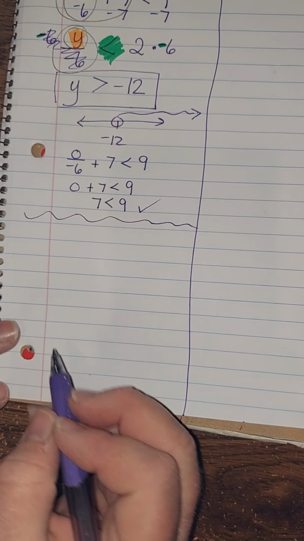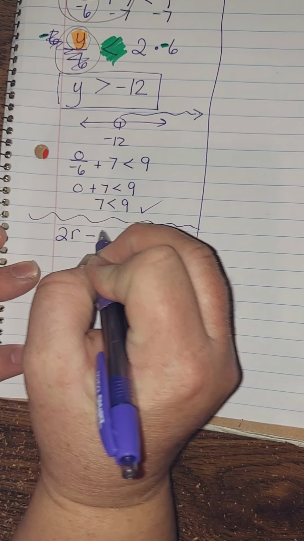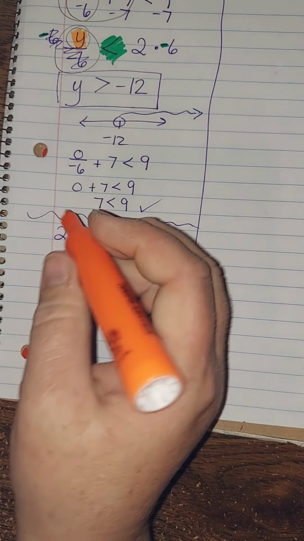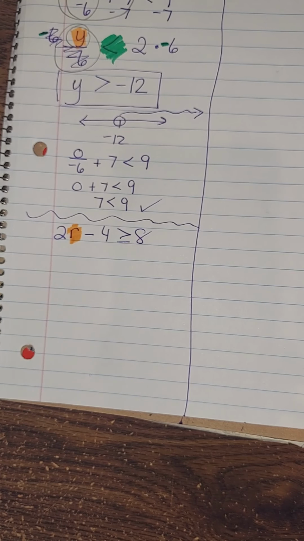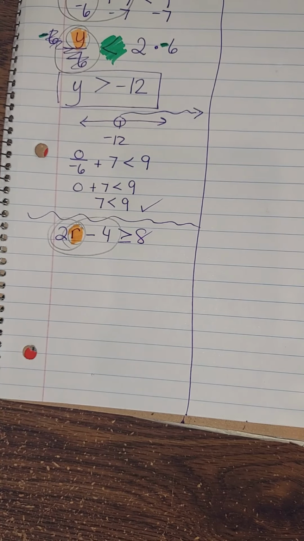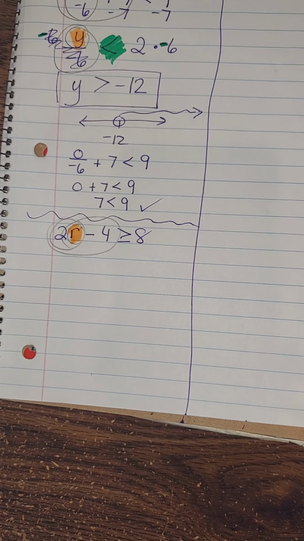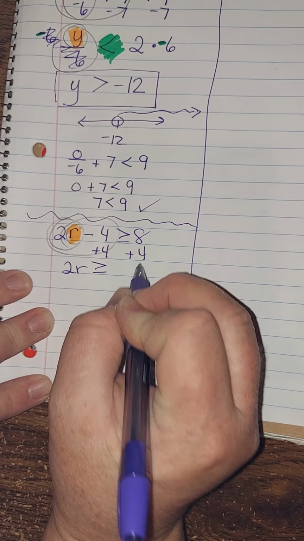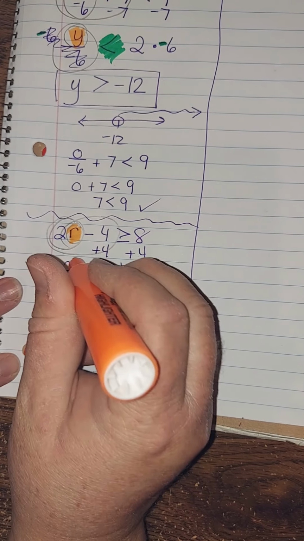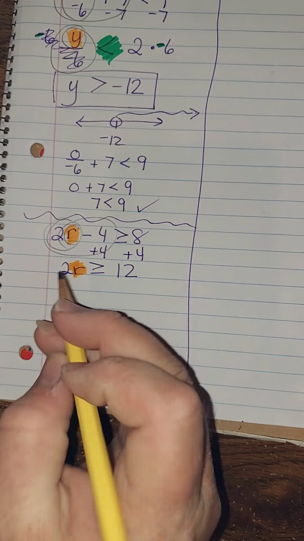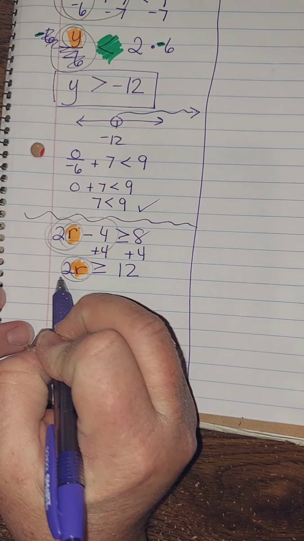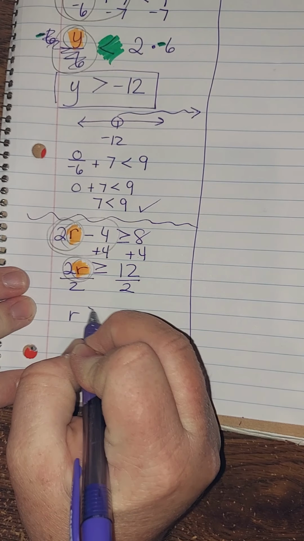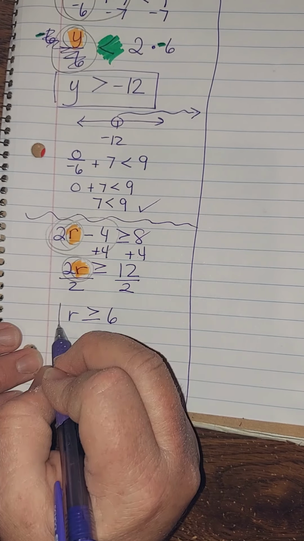All right, next one. Here we go. 2r minus 4 is greater than 8. All right, first step. You're right, add 4. Eight plus 4 is 12. All right, divide by 2. Good, division property. Now, did I divide by a negative? No, so I'm okay. I don't have to switch the sign. There's no alarms going off.